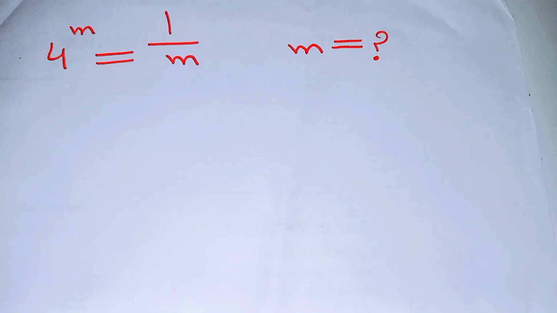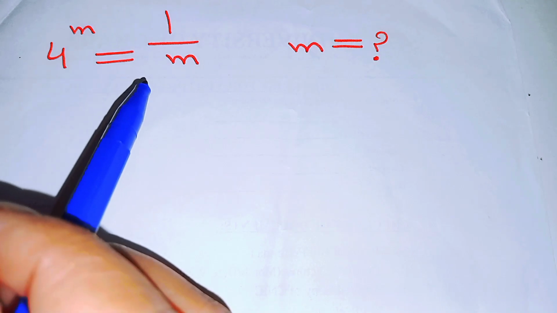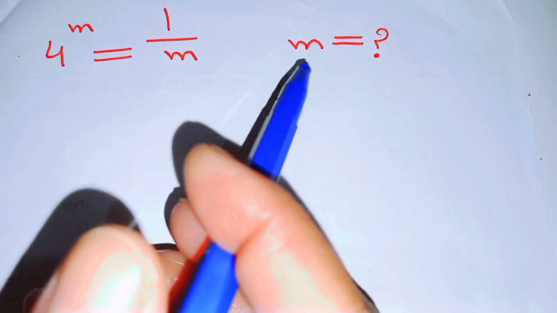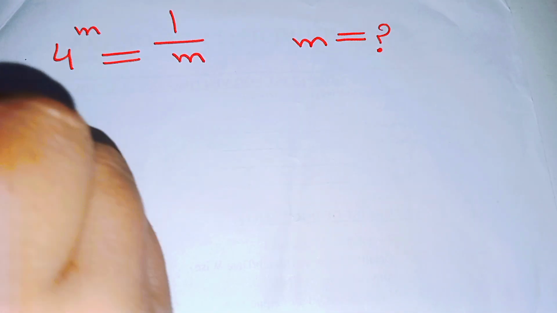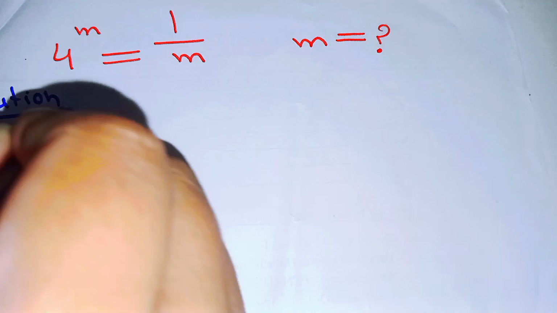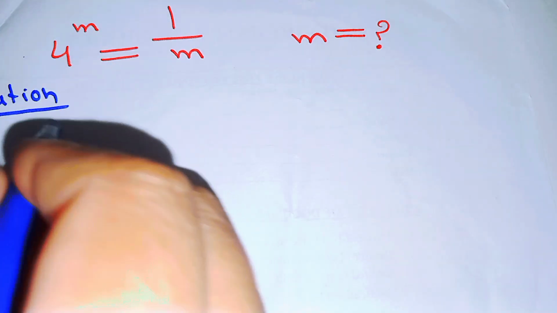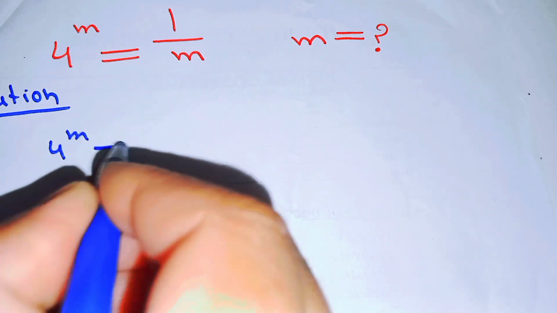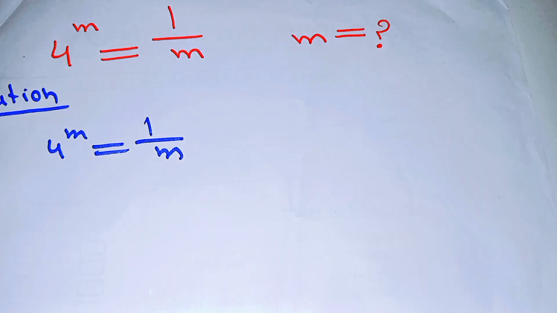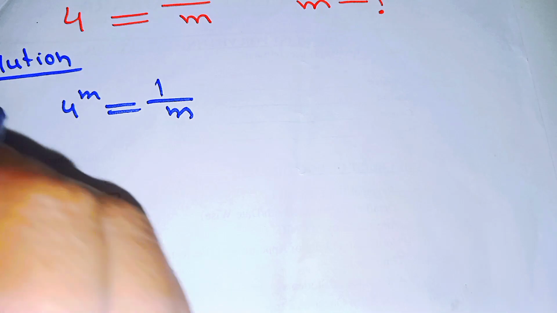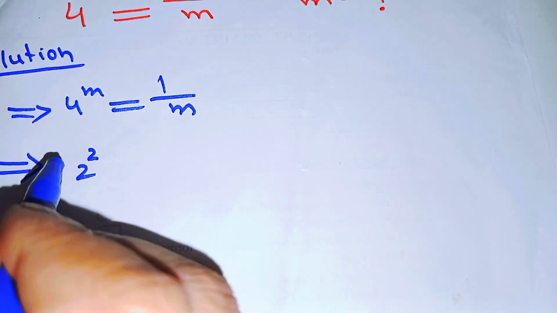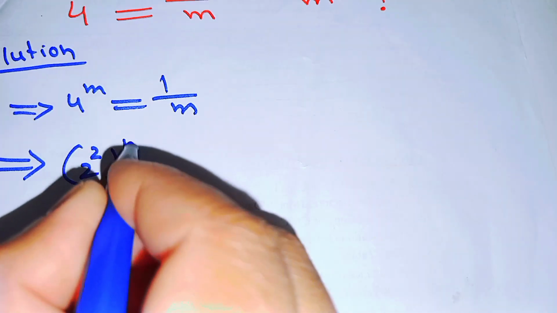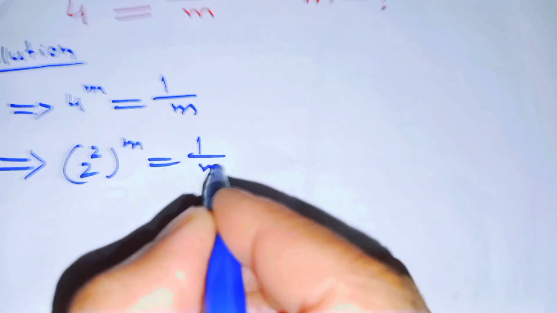Now we have another beautiful solution, which is 4 to the power m is equal to 1 over m, and here we find the value of m. So here we write the solution: 4 to the power m is equal to 1 over m. Now 4 can be written as 2 squared, to the power of m, is equal to 1 over m.